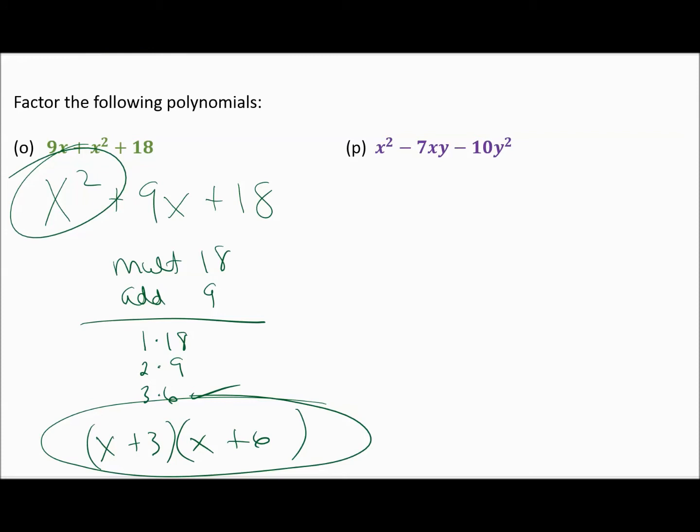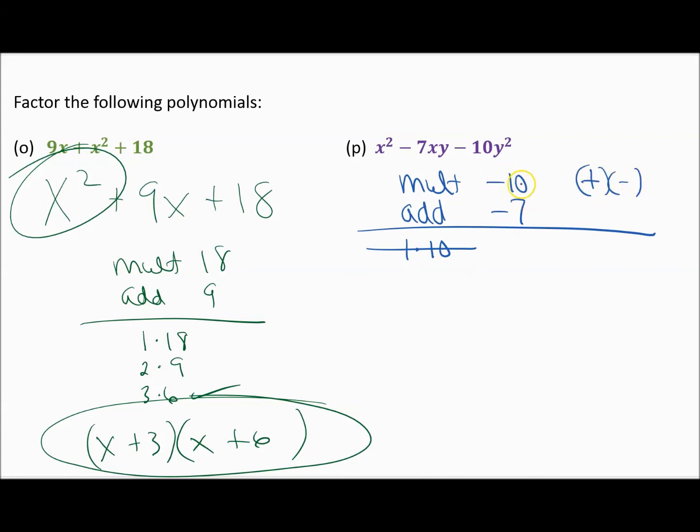x squared minus 7xy minus 10y squared. Now that's in a good order with the square first and the square term last. So we're trying to find numbers that multiply to equal negative 10 and add to equal negative 7. And then we'll have just this extra y that goes with it. So numbers that multiply to be negative 10 and add to be negative 7. So we could try 1 times 10, but that doesn't add to be negative 7. Remember, one's going to be positive and one's going to be negative to get that negative 10.